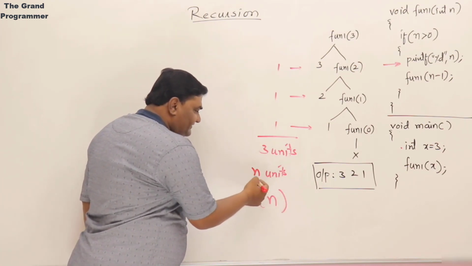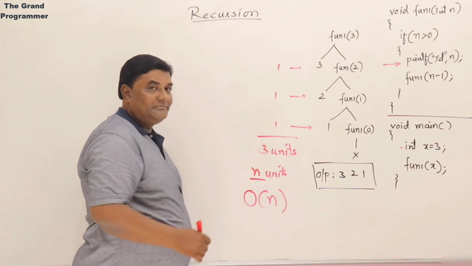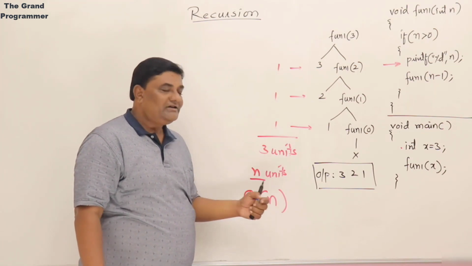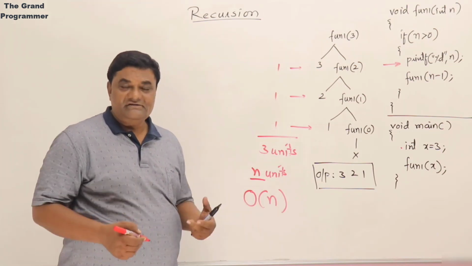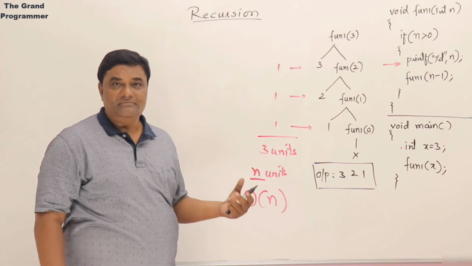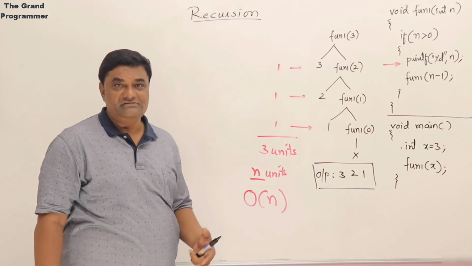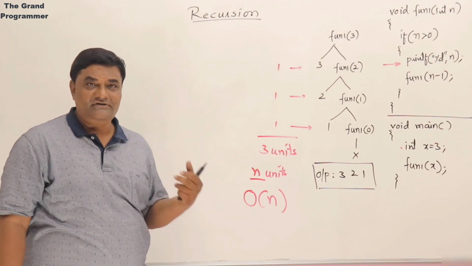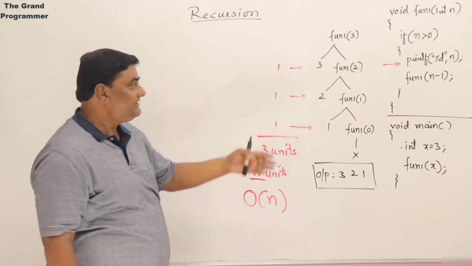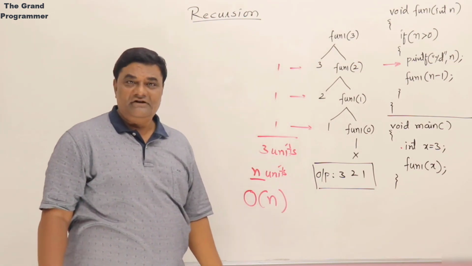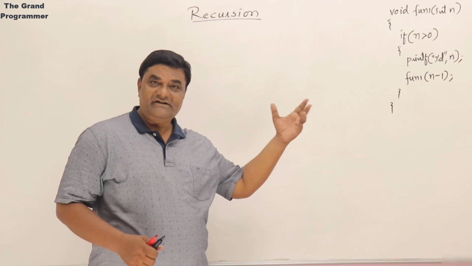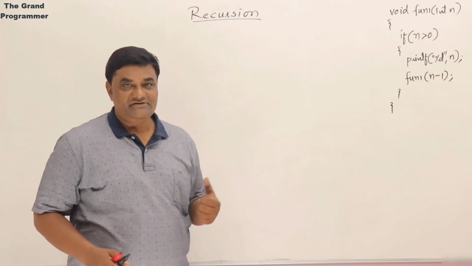The answer that we got is n units, so the degree of that polynomial is 1, so we write it as order of n. So the time taken is order of n. There is one more method of finding the time complexity using recurrence relation. I will show you how to write a recurrence relation and how to solve it to find the time complexity of recursive functions.